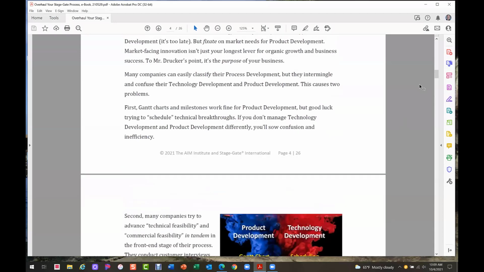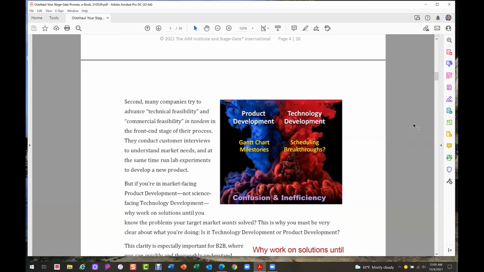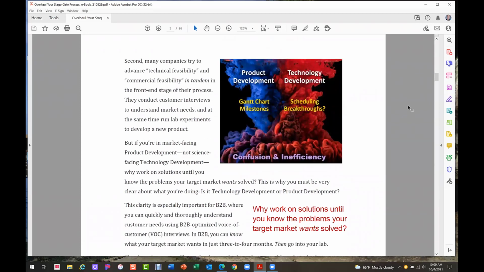So we know that in some cases, let me ask you this. Have any of you ever been on a technology development project and your boss was asking you for a schedule and you went to your boss and said, really? You're asking me to schedule breakthroughs? I had that unfortunate experience in my career. So we know that mingling these can cause problems, and it can cause some pretty big problems in our stage gate process.